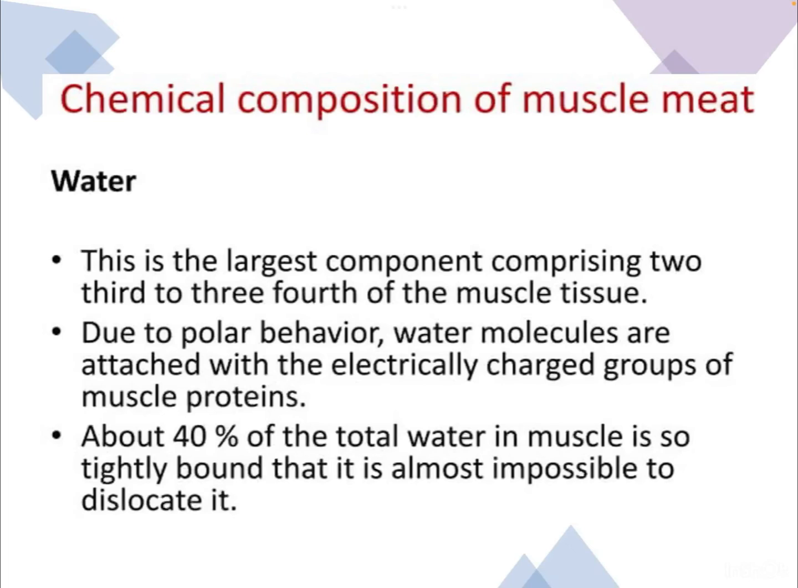When we studied water in the food chemistry lectures, we talked about the fact that water can exist in three forms: free form, bound form, and immobilized form. So this is the bound form of water, which is chemically so strongly bound to the biomolecules present in the food that they cannot be separated.